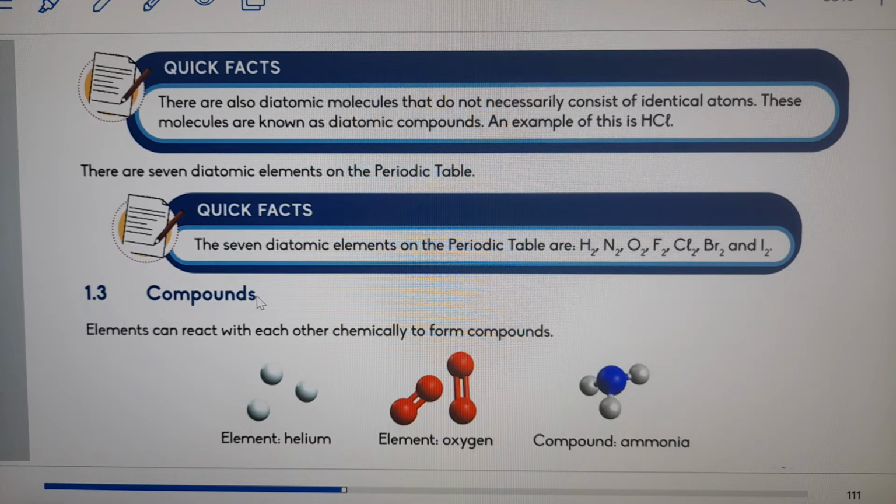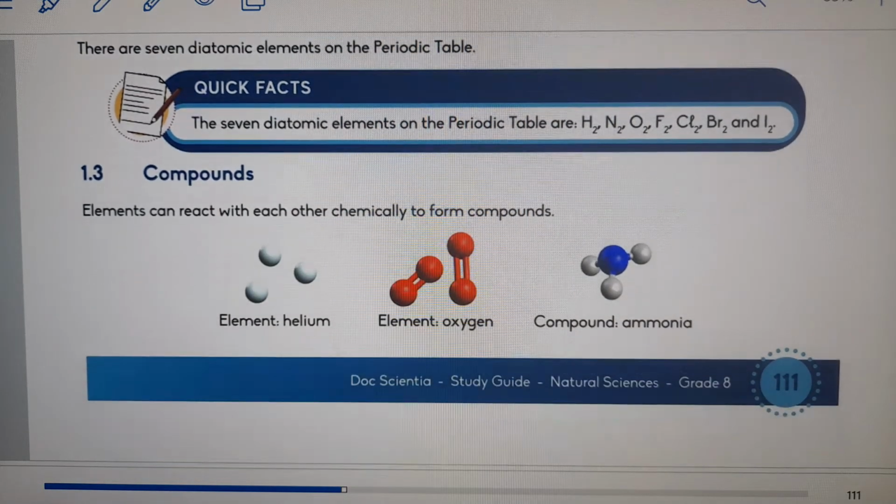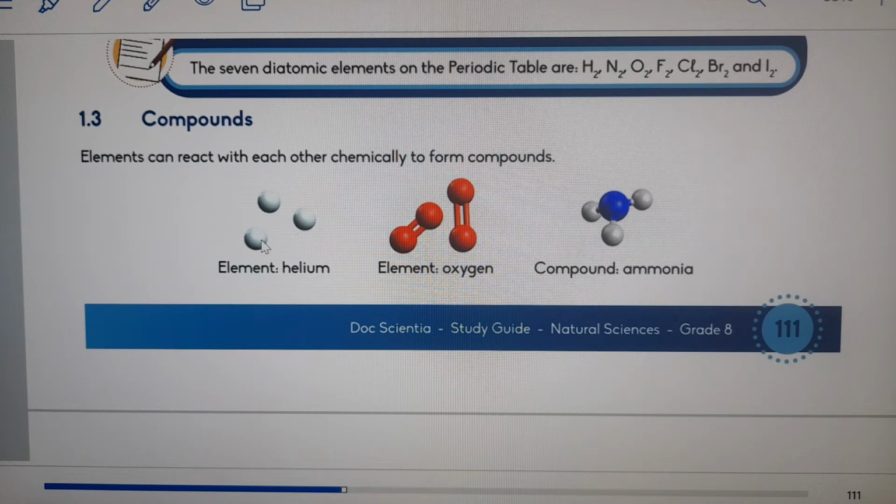We move to compounds. Okay, so we said that compounds are formed if atoms of different types join together, two or more. They say that elements can react with each other chemically to form compounds. Let's see how that happens. We have an element, which is helium. You see these atoms are not joined to anything, therefore it is an element.